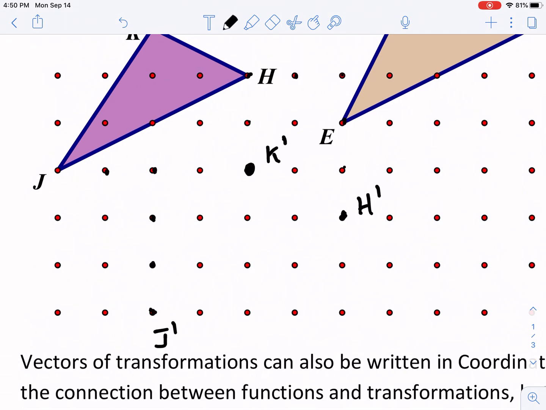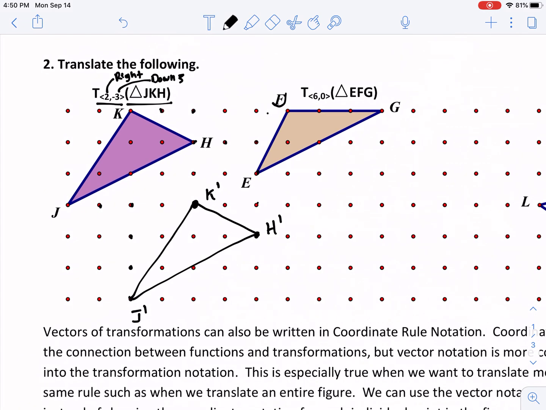Okay, and then if we connect our points, there we go. Now I have my image. Okay, so this was our pre-image over here, this guy right here, and then K prime, H prime, J prime is our image. So we moved everything down here. We translated it 2 units to the right and down 3.